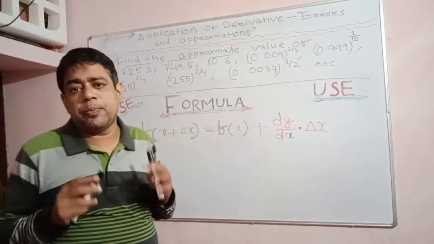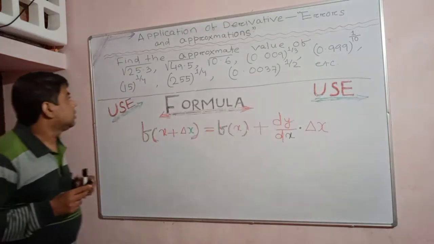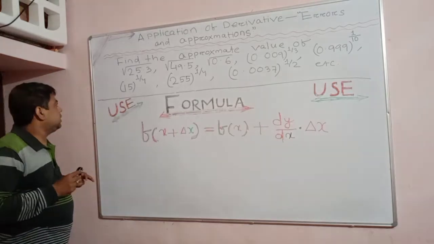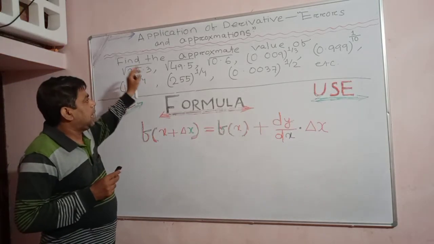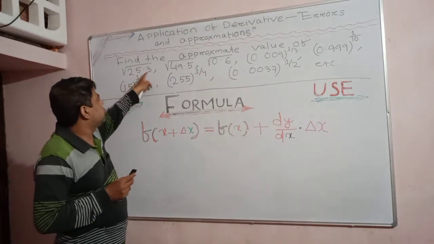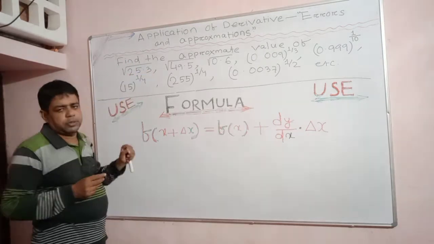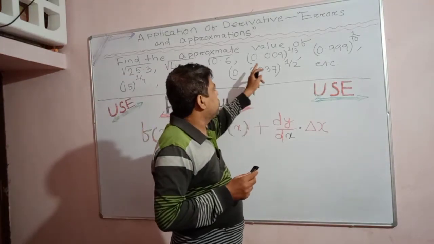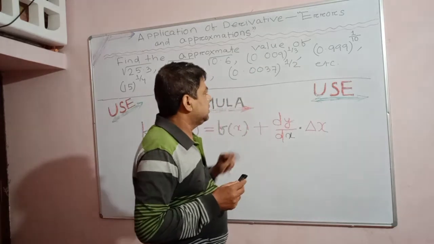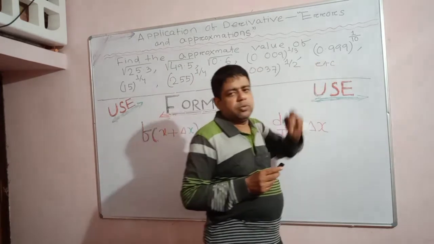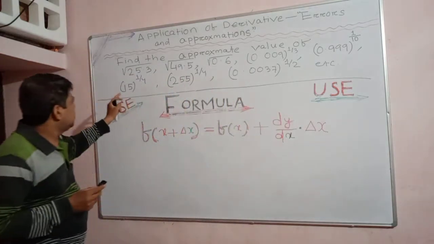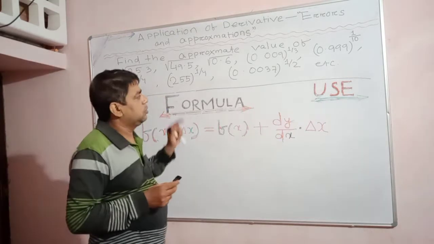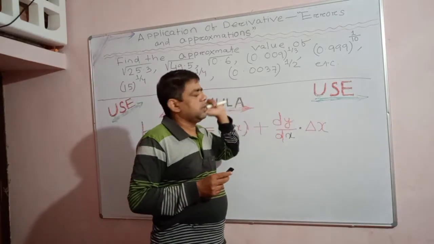help of errors and approximation we can find out the approximate value of certain numbers, such kind of numbers here. We can find the approximate value of the number, the cube root of 25.3, what is the value of the cube root of 25.3, the square root of 49.5, the square root of 0.6, (0.009) to the power 1 by 3, (0.999) to the power 1 by 10, (15) to the power 1 by 4, (255) to the power 1 by 4, (0.0037) to the power 1 by 2.